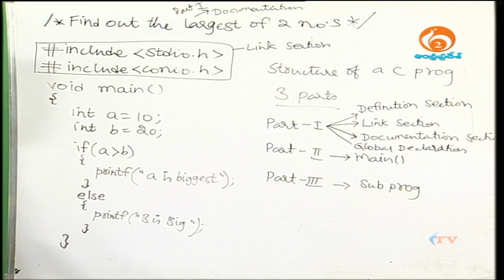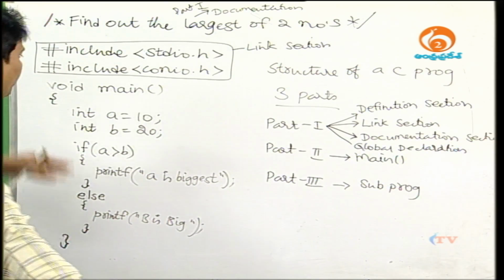So the first thing, I think you understood: the structure of a C program is divided into three parts. Part 1 has the definition section, link section, documentation section and global declaration section. Part 2 is the main function section. Part 3 is the subprogram section. Next we go for this program.